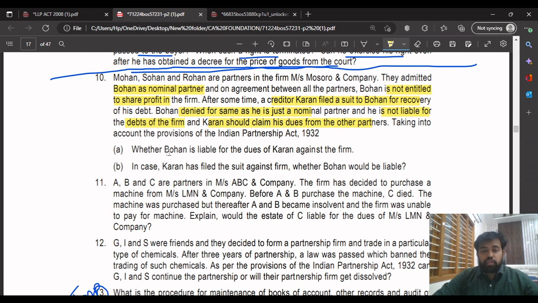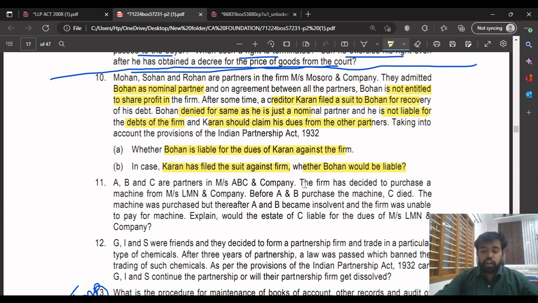Now, in this question, the requirement is whether Bohan is liable for the dues of Current against the firm, and in case Current has filed the suit against the firm, whether Bohan would be liable. See, first of all, nominal partner. Nominal means name only partner. That is for namesake only.